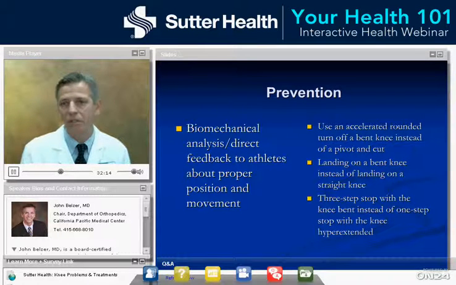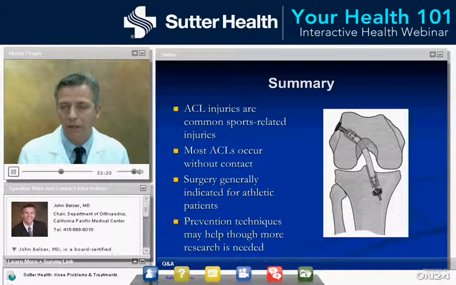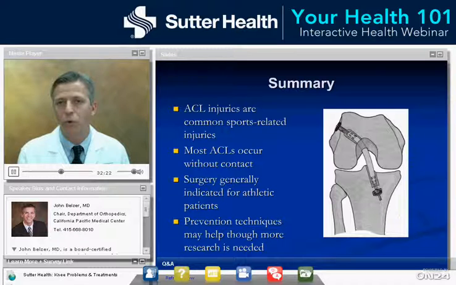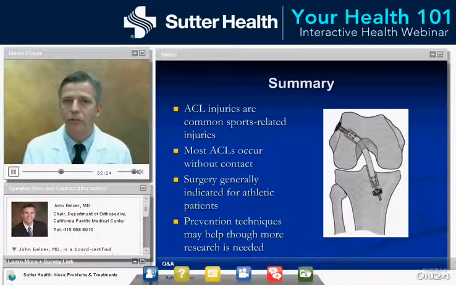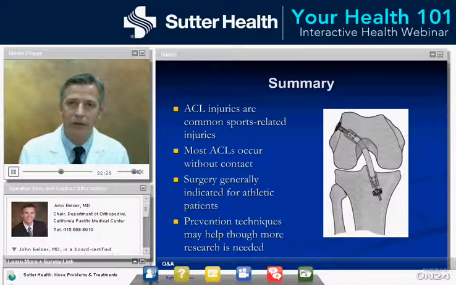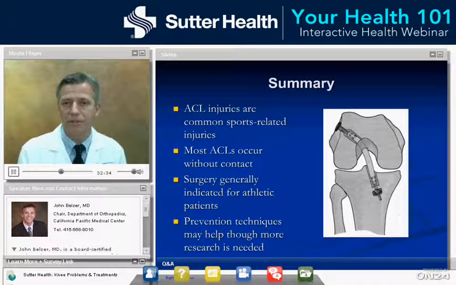Again, many of these injuries, unfortunately, are going to occur simply because they are accidents that do occur in day-to-day life in these sporting activities. So in summary, ACL injuries are common sports-related injuries. 100 to 150,000 occur every year. Most ACL injuries occur without contact. These injuries occur simply from cutting-type sports.